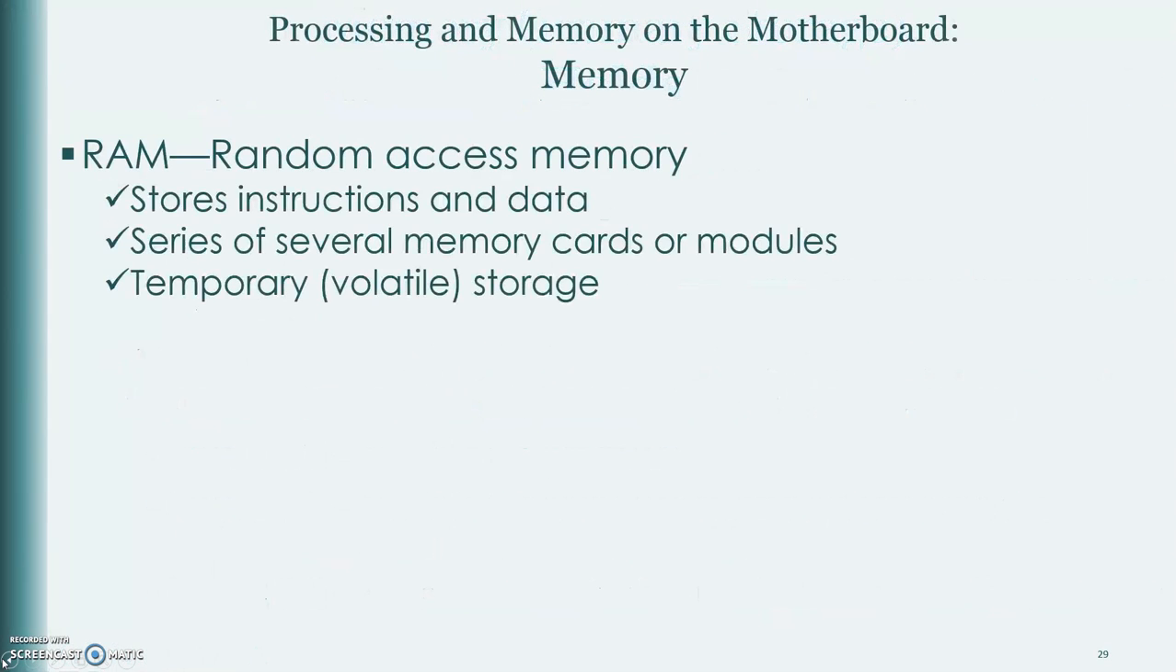So, RAM. Random access memory. This is the place in a computer where the programs and data the computer is currently using are stored. RAM is much faster to read from and write to than the hard drive and other forms of storage.